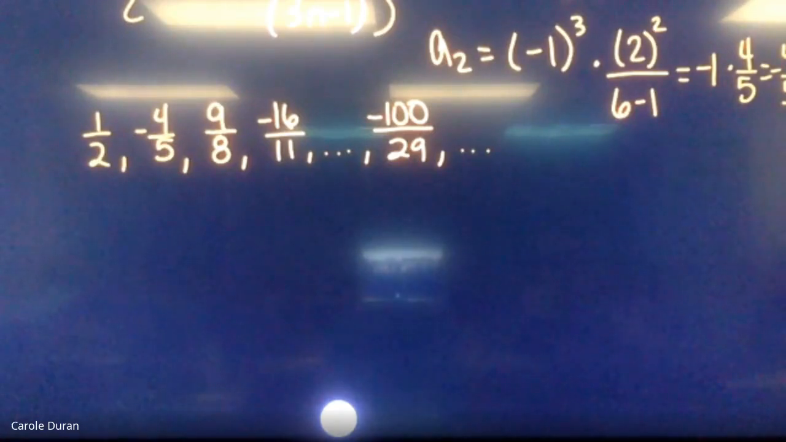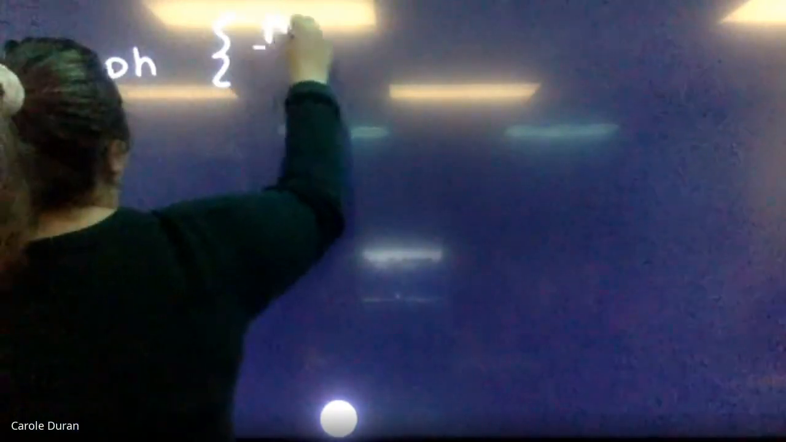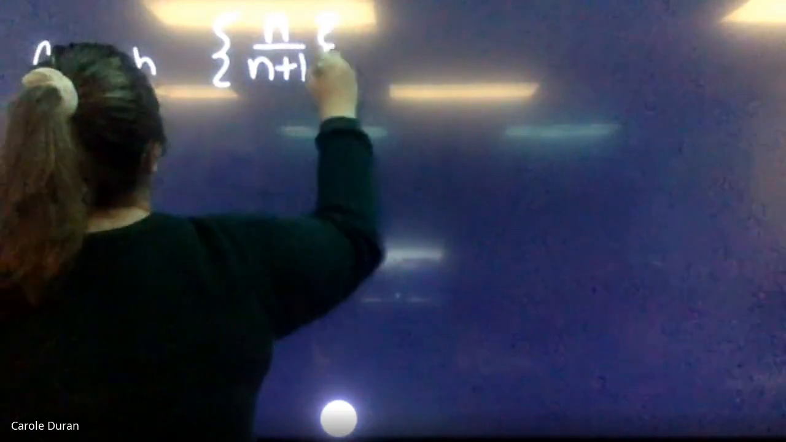Okay. So what I want to do now is take a rule and graph it. It's really no different than what we've already done, except we're going to be putting points on a graph and drawing a graph at the end. So what I would like to do is graph the rule n over n plus 1.